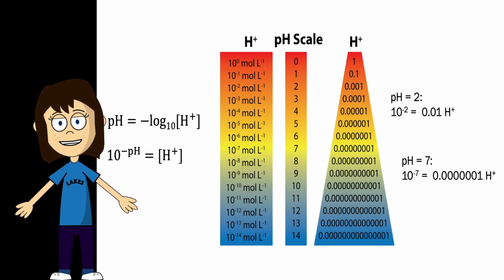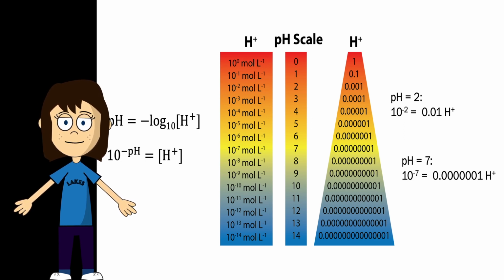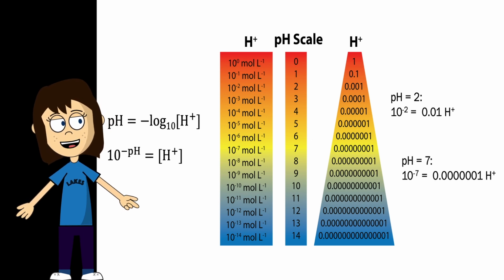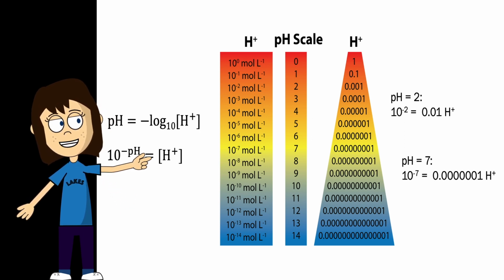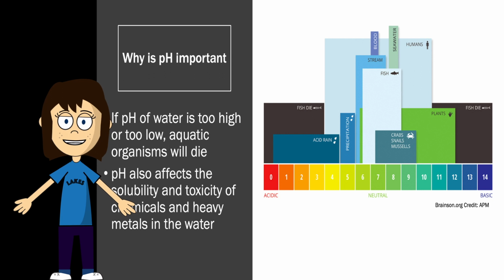So we've already said that pure water has a pH of 7, which means it has a hydrogen ion concentration of 10 to the negative 7 moles per liter. But if a water sample has a pH of 2, that means it has a hydrogen ion concentration of 10 to the negative 2. That's 100,000 times higher than the water with a pH of 7. So why is pH important?